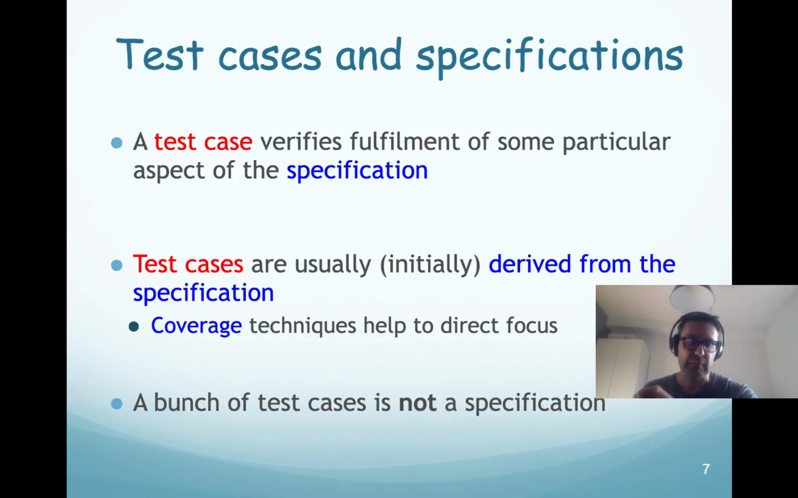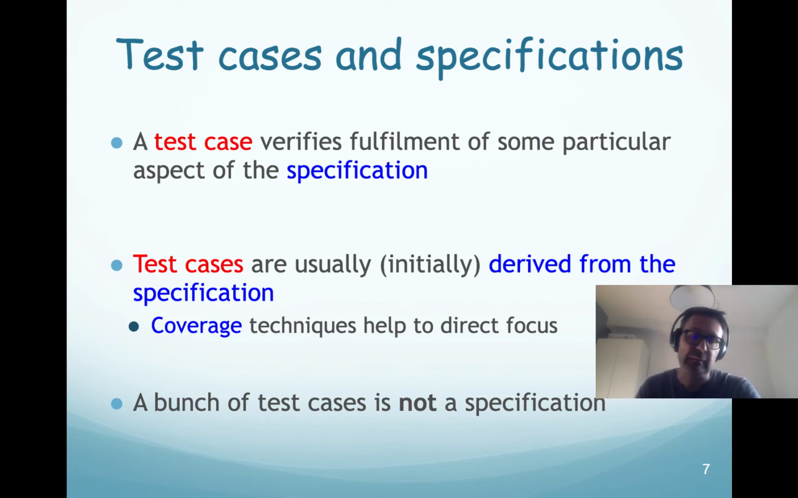Test cases and specifications. A test case verifies fulfillment of some particular aspect of the specification. Yes, this is obvious. So one test case will test some requirements, not the whole thing. Test cases are usually derived from the specification. So we're talking about black box testing here, right? So we're not looking at the inside.